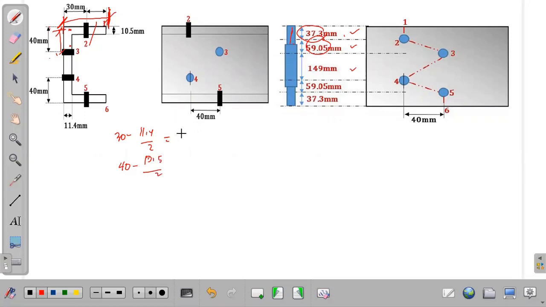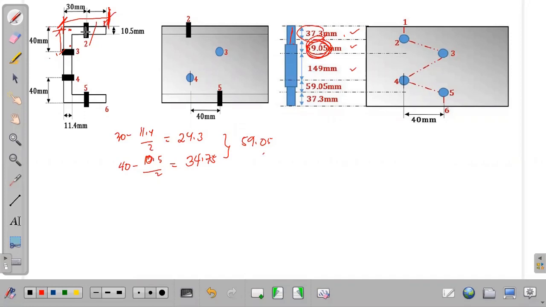So, pakisolve ito. This is 24.3. And this is equal to 40 minus 10.5 over 2. This is 34.75. So, kindly check kung tama. So, pagka inadd nyo yung dalawa, magiging 59.05. Okay? Kaya yan yung 59.05.